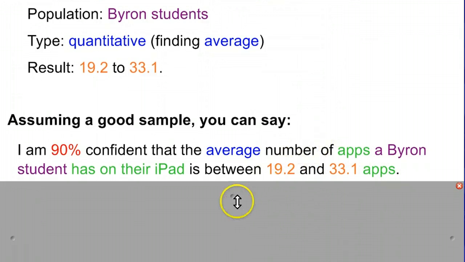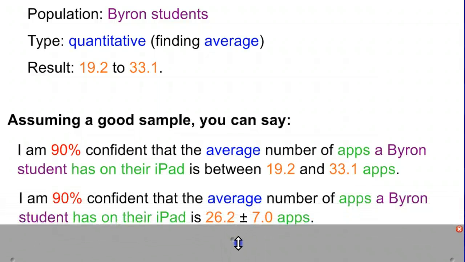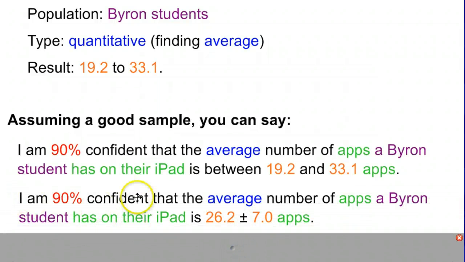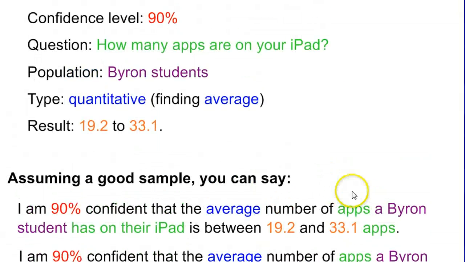You can also use plus minus notation again to say almost the same thing with means as well. I'm 90% confident that the average number of apps a Byron student has on their iPad is 26.2 plus or minus 7.0 apps. Again, the important part about these sentences is they include all of the key information.